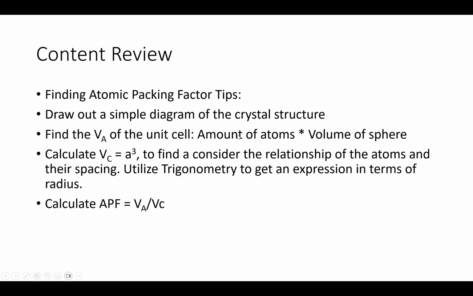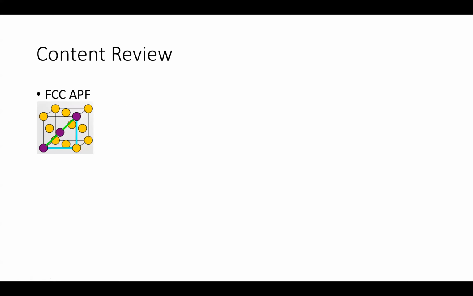So atomic packing factor tips: we draw out a simple diagram of the crystal structure, like the best sketch you can do, that helps you visualize how it looks. Then we find the V_atoms of the unit cell, the number of atoms times the volume of a sphere. Then we calculate the volume of the unit cell as a cubed. To define a, we consider the relationship of the atoms and their spacing, and we have to utilize some trigonometry to get expressions in terms of radius. Then we can just set it in this ratio here. Again, we'll go through an example of this.